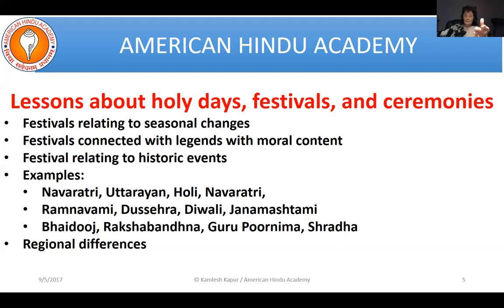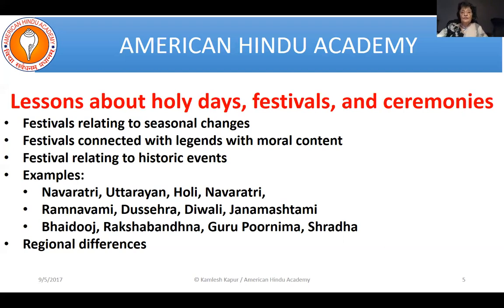Guru Purnima is the day where teachers are offered gratitude and loving devotion. Shraddh is in memory of the ancestors. You distribute food to the poor people. So these are some of the festivals, and there are regional differences also.